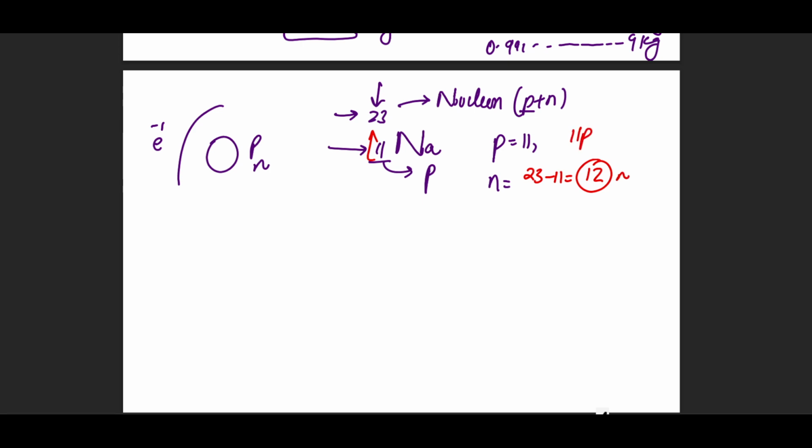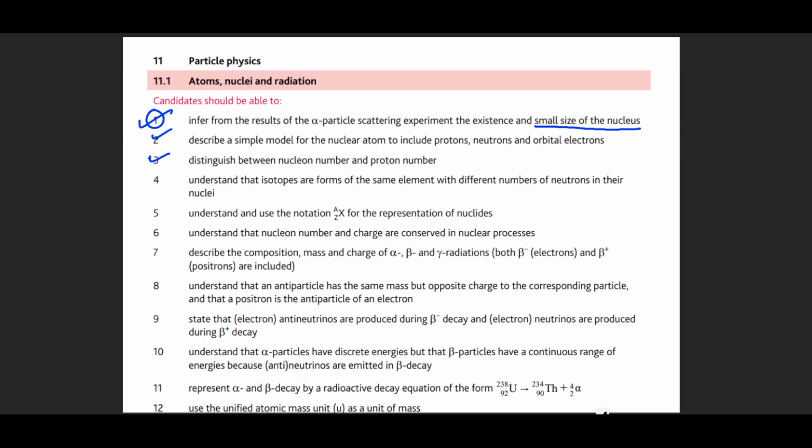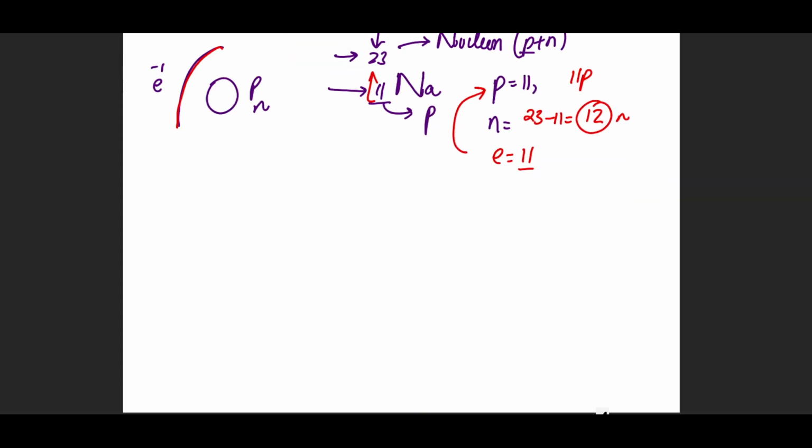And if this would have been a neutral atom, then of course its number of electrons would also have been equal to the number of protons, right? So we also understand this in terms of syllabus as well. Then he says we need to understand the term of isotopes. We understand what is an isotope.